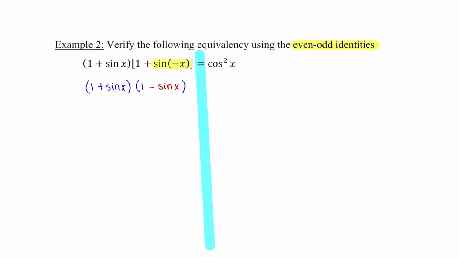Next, I am going to multiply it out. I take 1 times 1 equals 1. 1 times negative sine x is negative sine x. Sine x times 1 is sine x. Sine x times negative sine x is negative sine squared x.